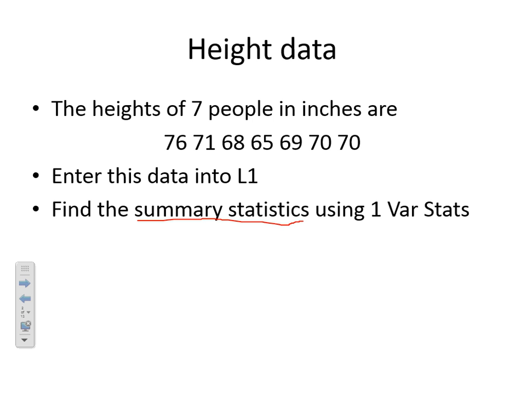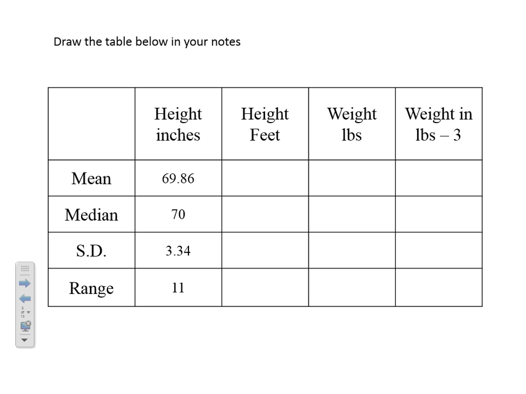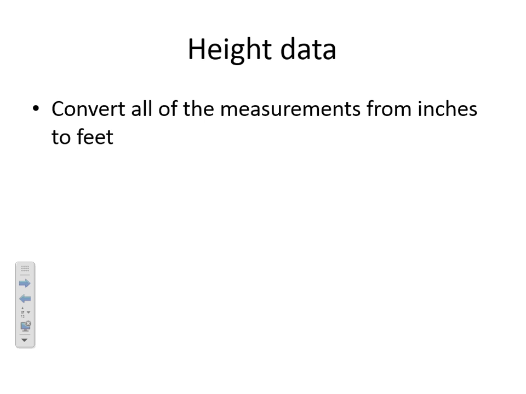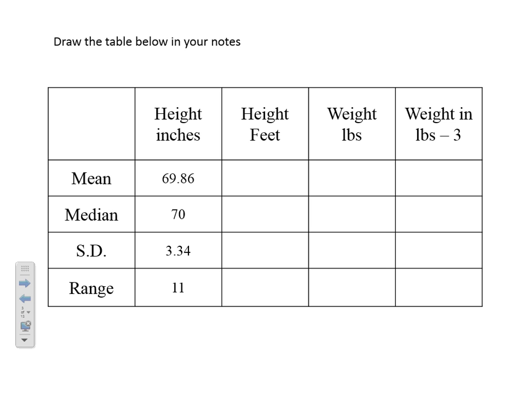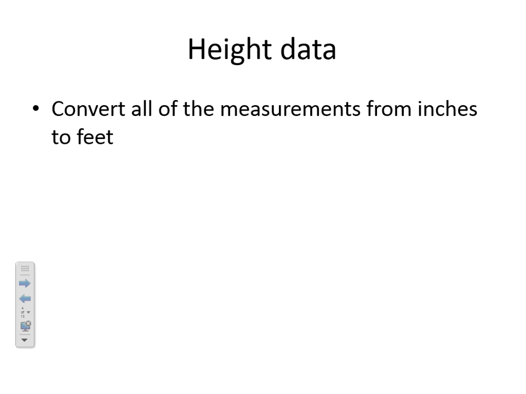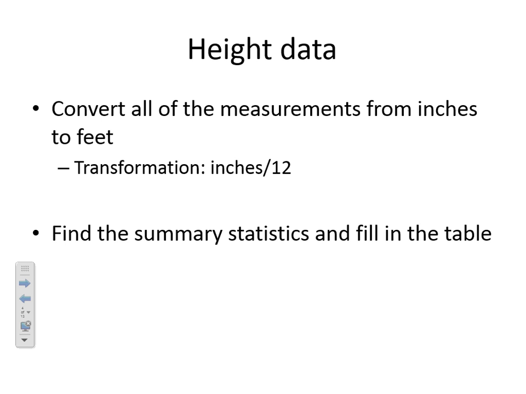For this particular set of data, we come up with this information: X bar, the median, standard deviation, and then by subtracting max from min, we get the range. So say instead of inches, we'd like to convert to feet for our purposes. What we have to do is divide everything through by 12, since there are 12 inches in a foot.